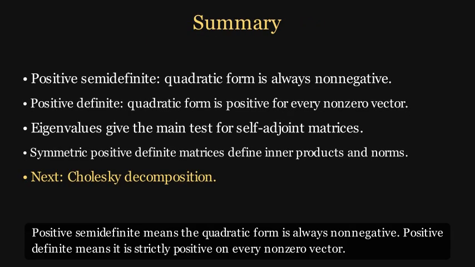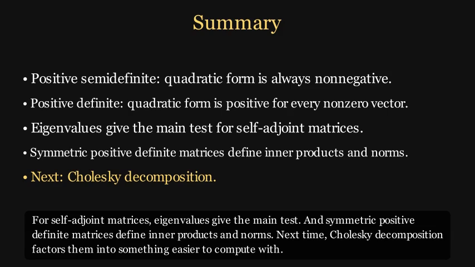Positive semi-definite means the quadratic form is always non-negative. Positive definite means it is strictly positive on every non-zero vector. For self-adjoint matrices, eigenvalues give the main test, and symmetric positive definite matrices define inner products and norms. Next time, Cholesky decomposition factors them into something easier to compute with.